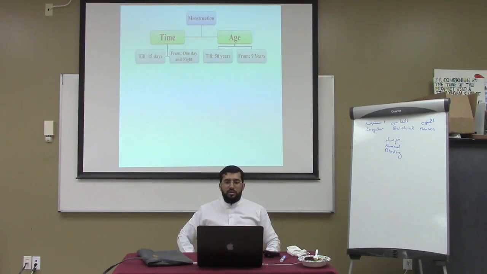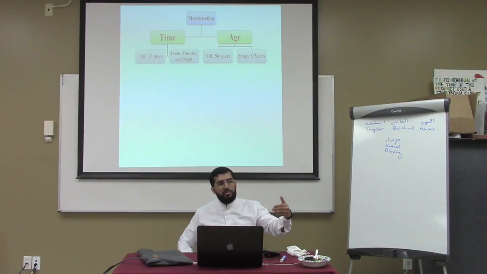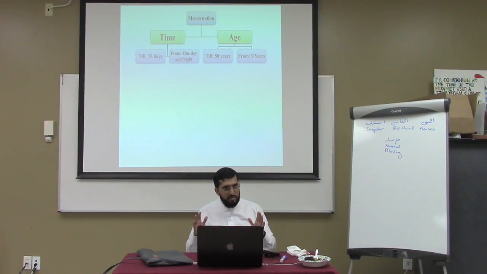The second is the maximum limit she can bleed. So, do you guys understand what we're trying to do here? We're trying to establish parameters, guidelines on how we know something is menstrual blood or not. So they say the maximum a woman can bleed, or have her menses, is 15 days. And they base this also on certain hadith.